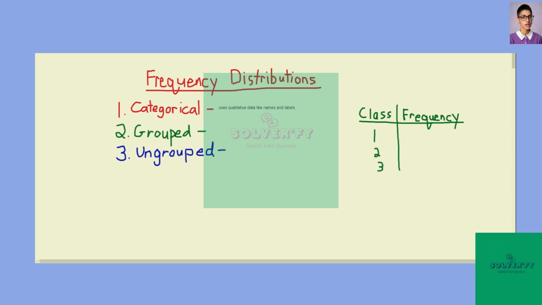Again, both grouped and ungrouped use quantitative data only, which is anything that is measuring with a number. So grouped would be that. And finally, ungrouped would be like this.